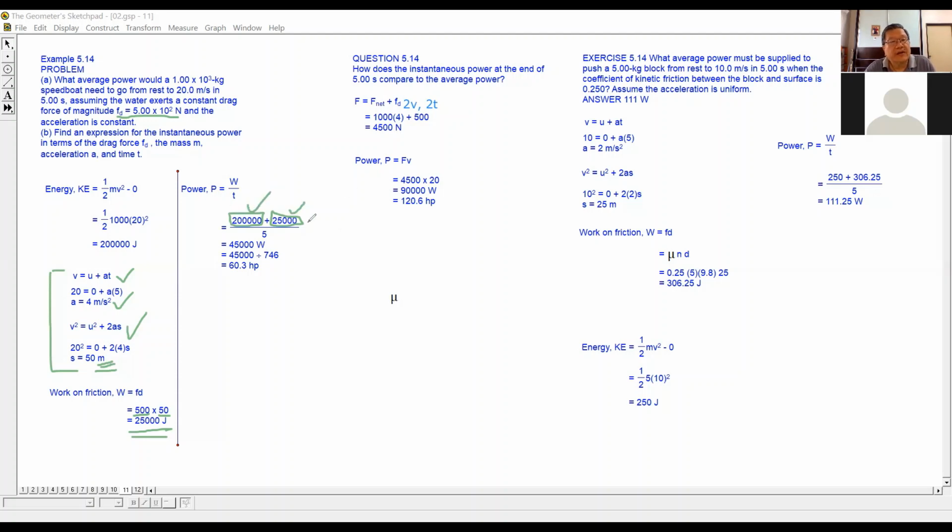So the total energy divided by the time taken, 5 seconds, right? So the total power is 45,000 watt. If you want to change it to horsepower, it is 60.3 horsepower.